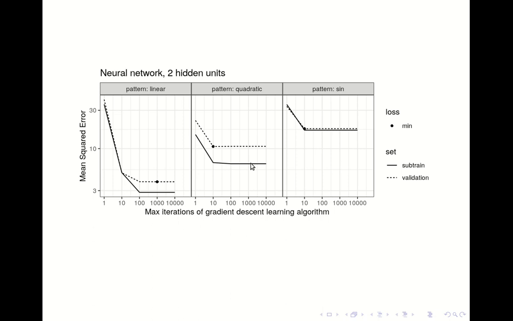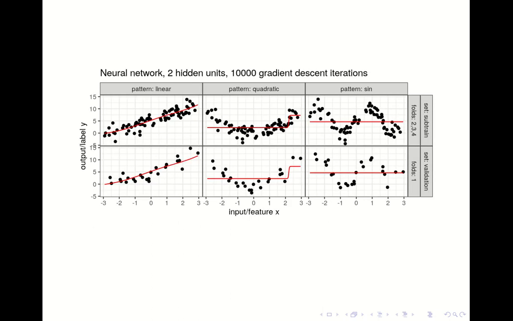Well, we see the minimum highlighted at either 10 or 1,000 iterations here, but you see that it's not really significantly going back up again. So what this implies is that this model doesn't have a very large learning capacity. And actually, we can see that in these figures, right? It's not able to really approximate this sine pattern very well. It just learns a constant function. And it's not able to learn this quadratic function very well either.